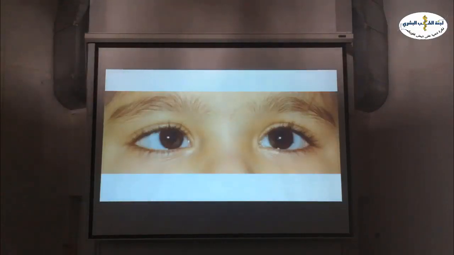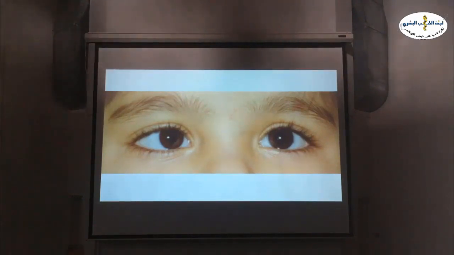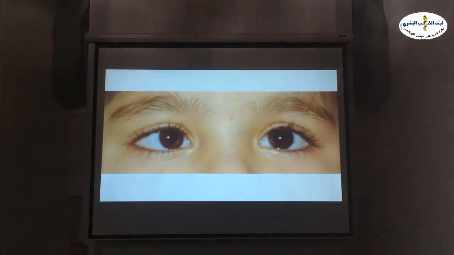Yesterday we were studying the eyeball, the structure of the eyeball, and today we will be discussing the problem of people who have different positions of the eyeball.